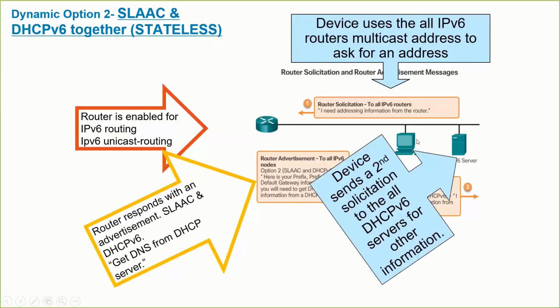So now the client receives that message, right? And it's like, oh, okay, the router's going to help me out with my IP address, but I still need more information. So now this client sends out another message, and it's looking for any DHCP servers on the network. And it says, hey, are there any DHCP servers out there? I need some information. Well, this DHCP server will respond and say, oh, here's your DNS, here's your default gateway, here's your information. Now the client has everything it needs.